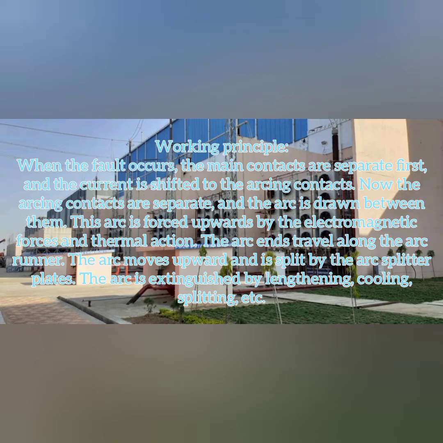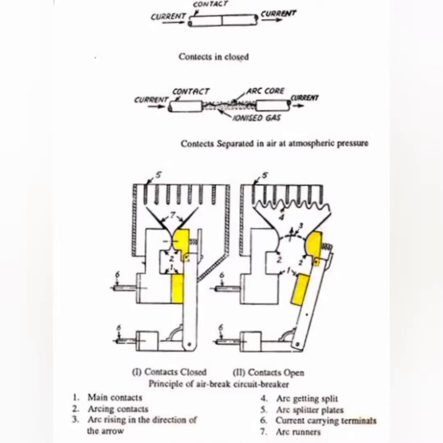Then coming up to the working principle, when the fault occurs, the main contacts are separated first and the current is shifted to the arcing contacts. Now the contacts separate and the arc is drawn between them. This arc is forced upward by the electromagnetic force and thermal action. So the arc ends travel along the arc runner. The arc moves upward and it is split by the arc splitter plates. So the arc is extinguished by lengthening and cooling in the splitter.